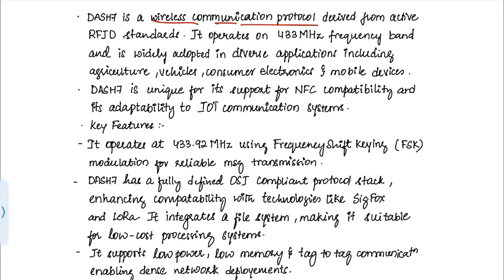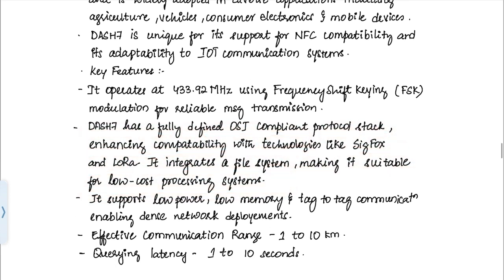Then speaking of compatibility, DASH7's 433 megahertz frequency interacts with NFC's 13.56 megahertz band. So we can say that this compatibility is happening between NFC and DASH7, and this will make sure that higher order harmonics happen, right? Then we have the OSI protocol stack. DASH7 has a fully defined OSI compliant protocol stack enabling compatibility with technologies like Sigfox and LoRa. It integrates a file system making it suitable for low cost processing systems.